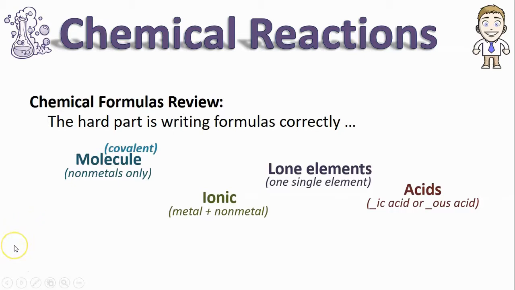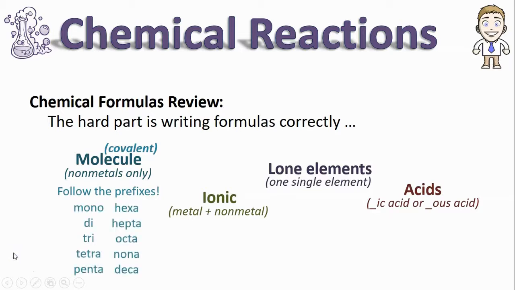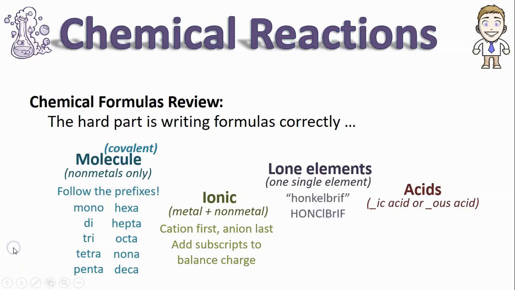And we're going to go over these really fast because you should have learned about all of them in the past. So this will just be some general reminders you can use. Molecule formulas are written using whatever prefixes are given in the name. That's nice and easy. Ionic formulas, you write the cation first, the anion last, and add in your own subscripts to balance out the positive and the negative charges. Lone elements are the easiest, it's just the symbol for that element, unless that element is one of these 7, in which case you add a subscript of 2.